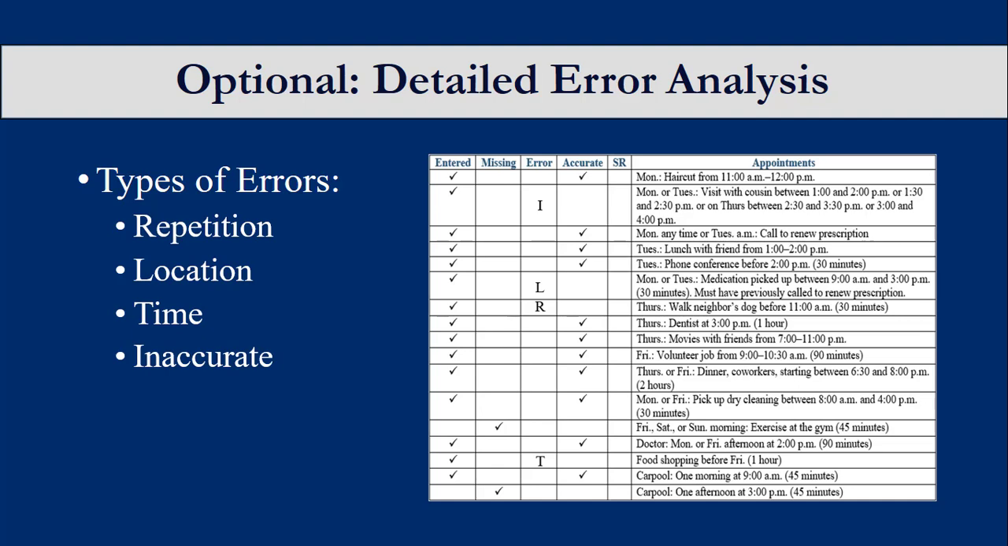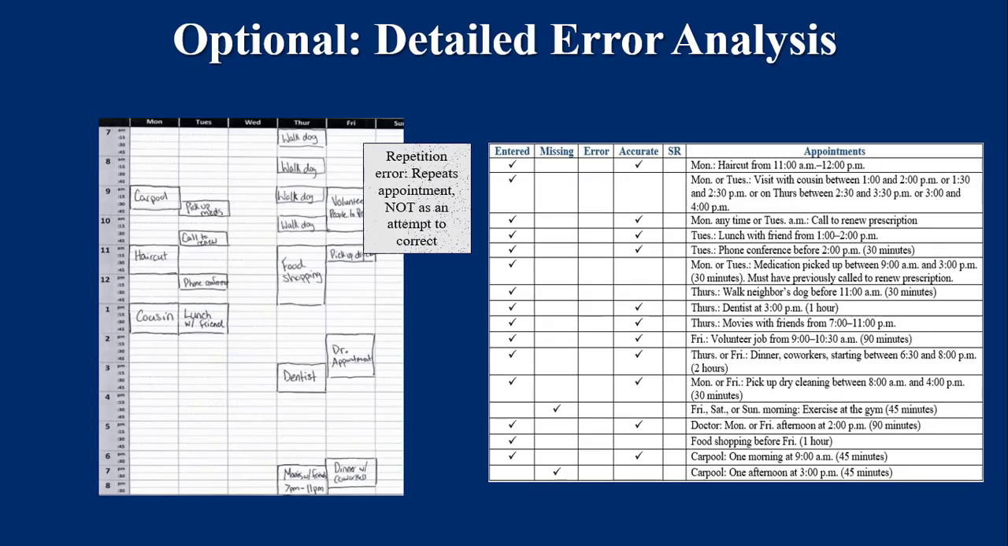The following will review a detailed error analysis. This method of scoring differentiates between repetition, location, time, and inaccurate errors. If multiple errors are observed within one appointment, the examiner should score them in the order shown on the screen. A repetition error is scored if the client enters an appointment more than once and does not attempt to correct the entry. Walk dog is a repeated entry and is indicated as an R in the error column.